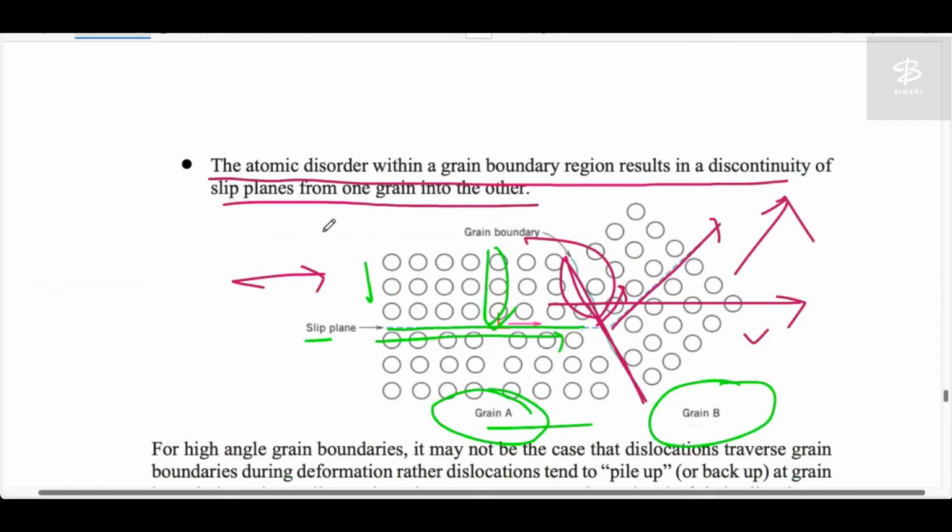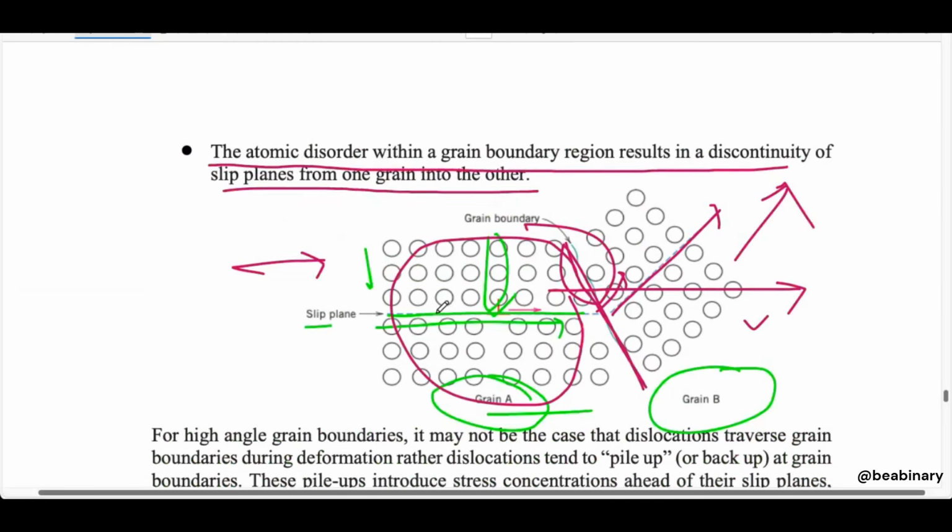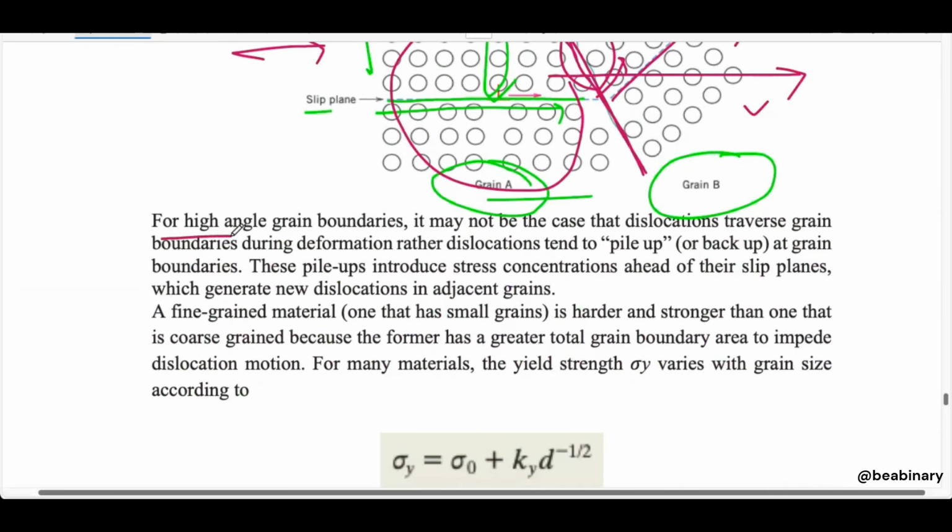Obviously, there is disorder within the grain boundary, even inside it, some kind of disorderliness that will not allow the imperfection or dislocation to move further. So that will stop here. For high angle grain boundaries, it may not be the case that the dislocation travels across.